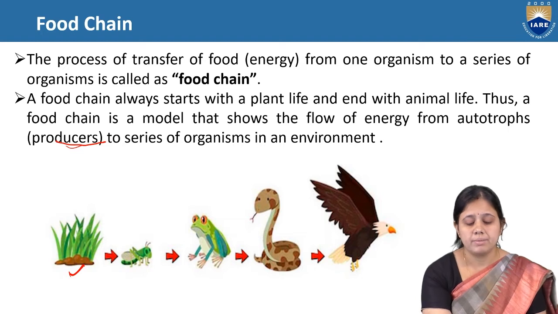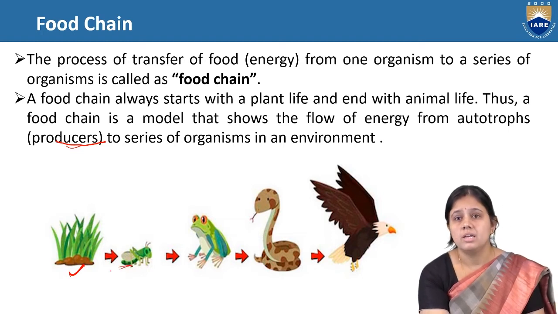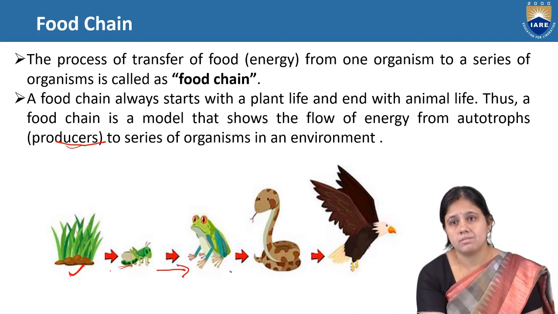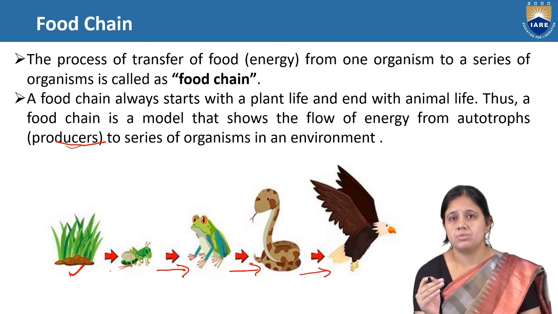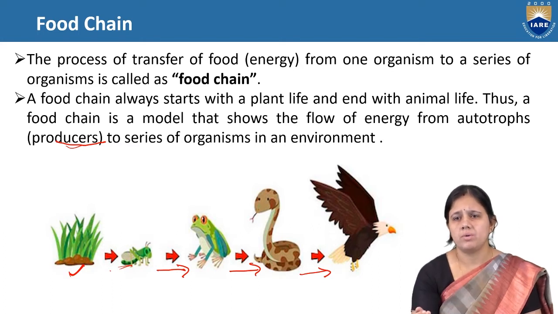First the green plant will make its food, then it will pass to the next trophic level, then to the next trophic level, then it will go to a snake, and the snake is finally eaten by the vulture. So what we are showing in this food chain is who eats whom. Green plant is eaten by insects. Insects are eaten by frog. Frog can be eaten by snake. Snake is eaten by the vulture. That is the normal food chain. That is the basic concept of a food chain: how a food chain starts and how it ends.